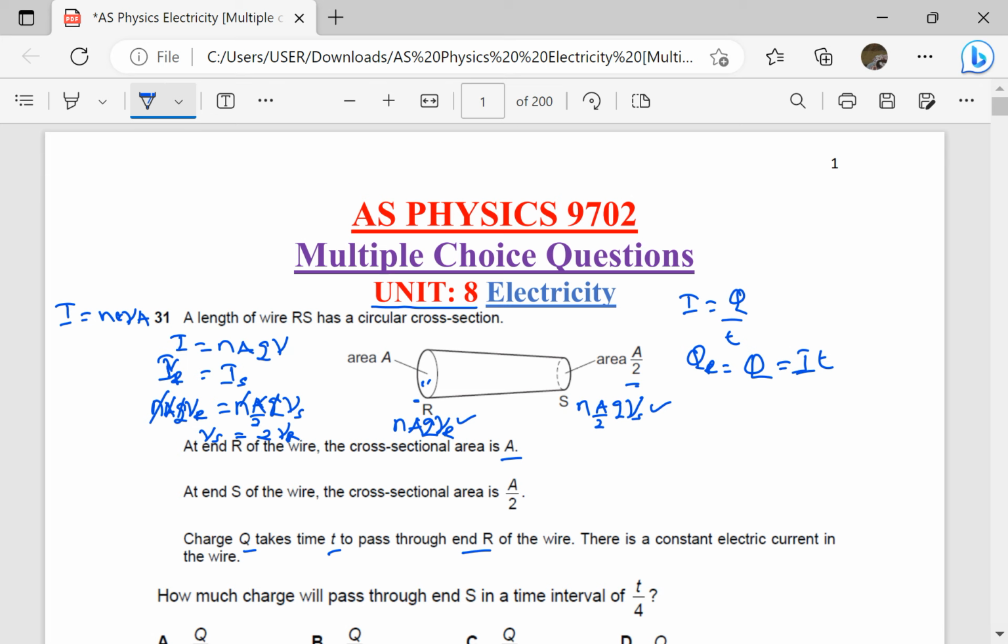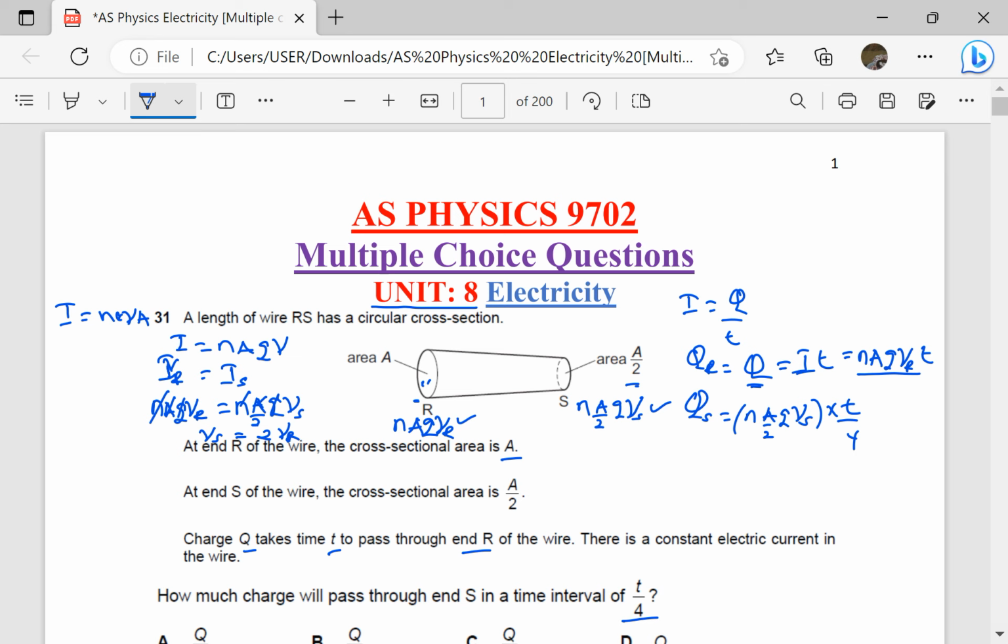And if we substitute, or put in our concepts here, you'll notice that this is the same as the current, which we have as nAq, drift speed at R, times T. That is the current there, and that is the charge, given as Q. Then the charge at S, similarly, is going to be current again, which on this side is nA over 2 times q times the drift speed Vs. This time the time is T over 4, so this is times T over 4.